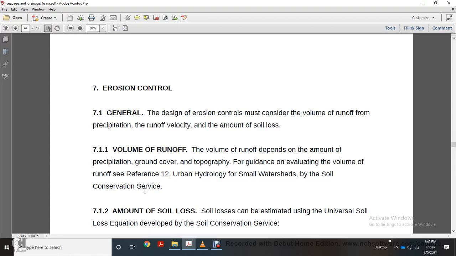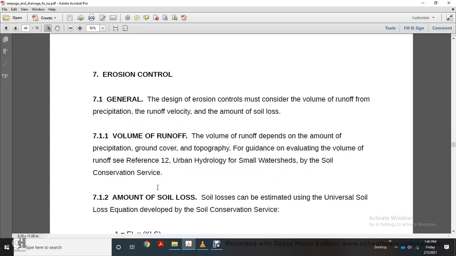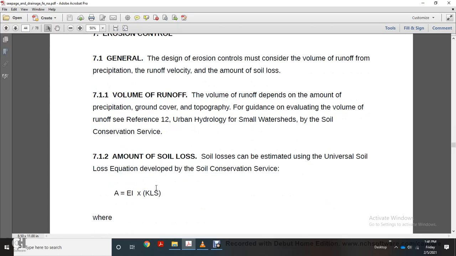For guidance on evaluating the volume of runoff, see reference 12, Urban Hydrology for Small Watersheds, by the Soil Conservation Service.